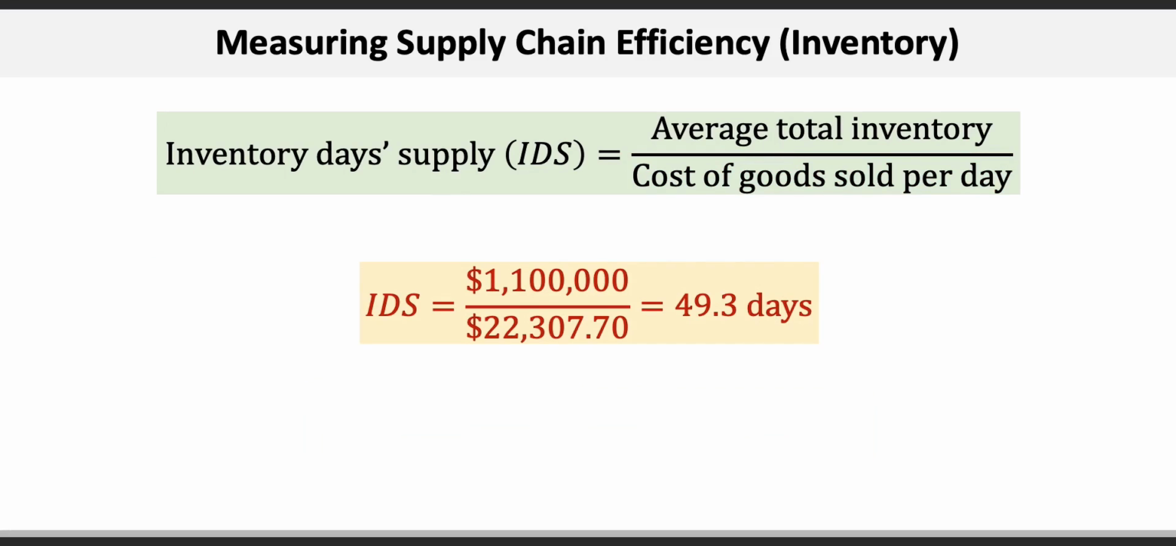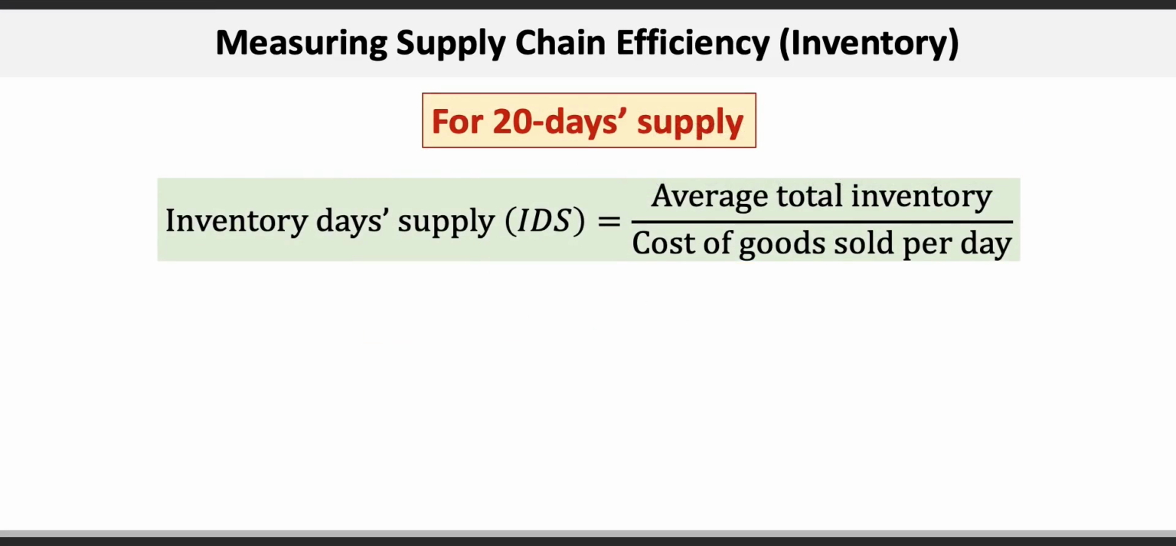Now we can go back to calculate inventory day supply by taking the 1.1 million average total inventory divided by the $22,307.70 cost of goods sold per day we just calculated to get 49.3 days. Now we can tackle the second part of the problem to determine how much inventory we should carry to have 20 days supply on hand.